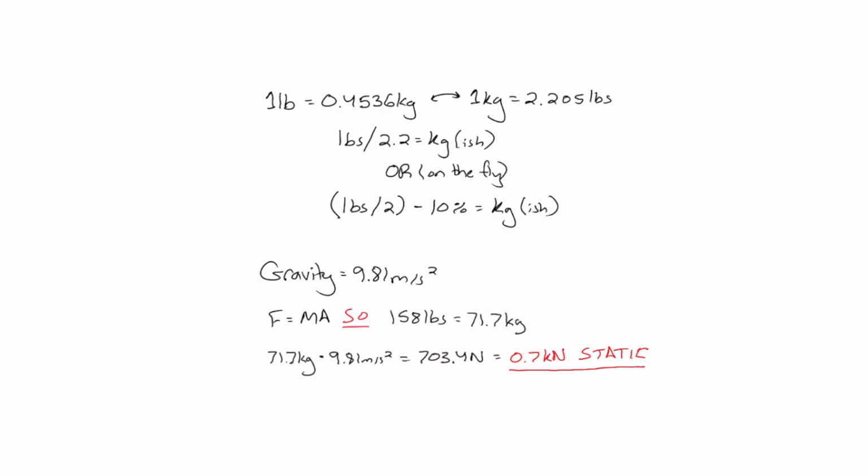I weigh 158 pounds. That's 71.7 kilograms. So to get from kilograms to kilonewtons, we're going to multiply that, assuming I'm static, assuming I'm not moving. We'll get to that in a second. We're going to multiply 71.7 times 9.81. That gives us 703.4 newtons, or rounded 0.7 kilonewtons static. If I'm moving, we have to add that acceleration, that movement, to our calculation of force. That's why fall factor is so important. The faster you're falling, the force you generate is going to rapidly increase.